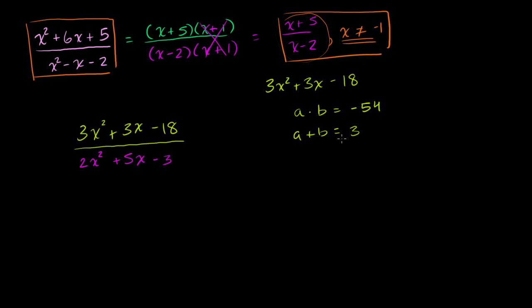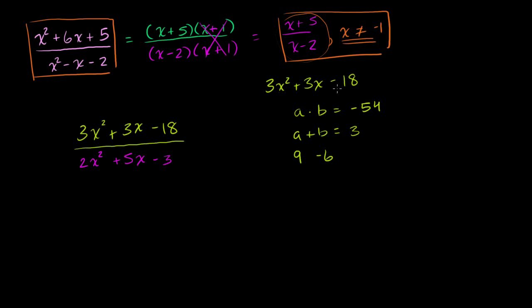So what two numbers could there be? Let's see, our times tables. They're 3 apart. One's going to have to be positive and one's negative. 9 times 6 is 54. If we make the 9 positive and we make the b negative 6, it works. 9 minus 6 is 3. 9 times negative 6 is negative 54.